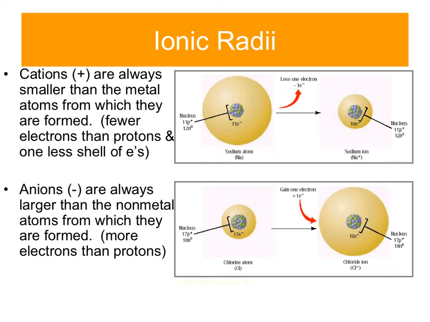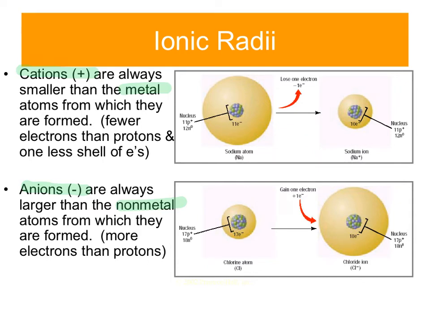Next, we're going to talk about size as the atom changes into an ion. So there's actually quite a few trends on this slide. The first thing that I want to point out is that if I have a cation, that will always come from a metal, and then if I have an anion, that will always come from a nonmetal. And that has to do with where the metals and nonmetals are on the periodic table.